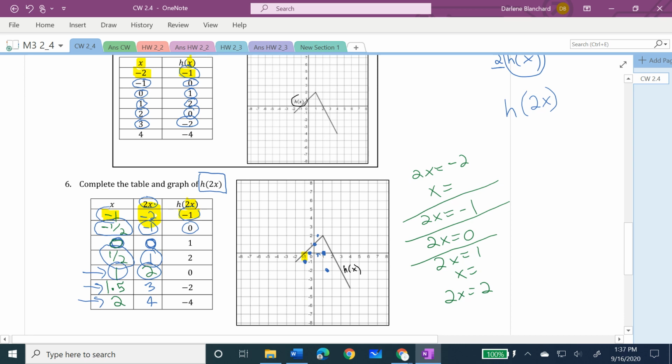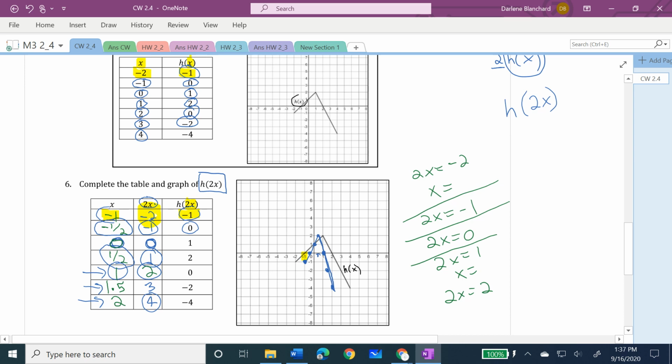When I plug in x equals 2, I first double it. Then I ask h, what do you give me if I give you 4? And it says -4. And all the in-between points will be doing the same thing.